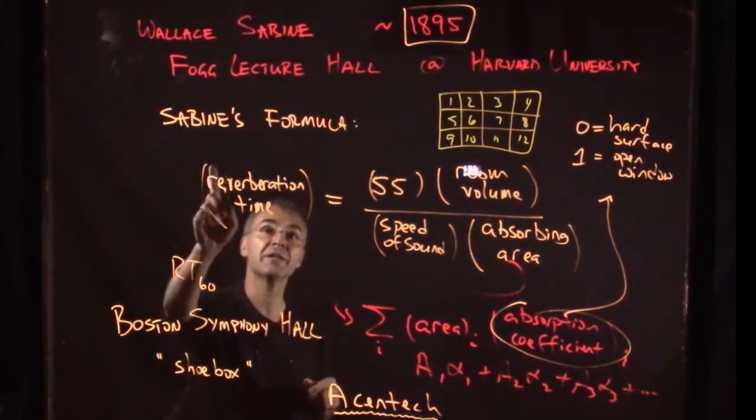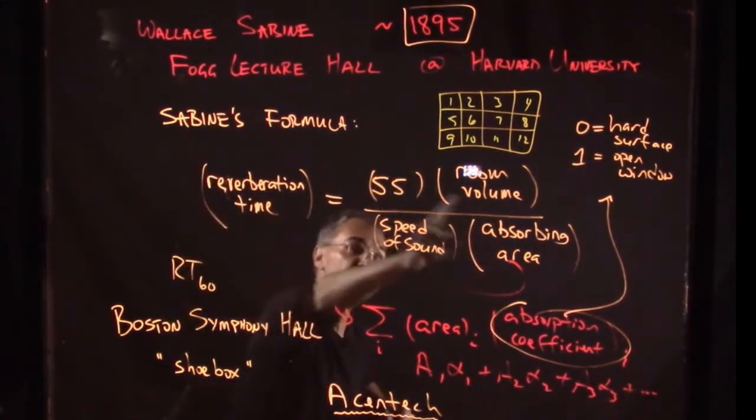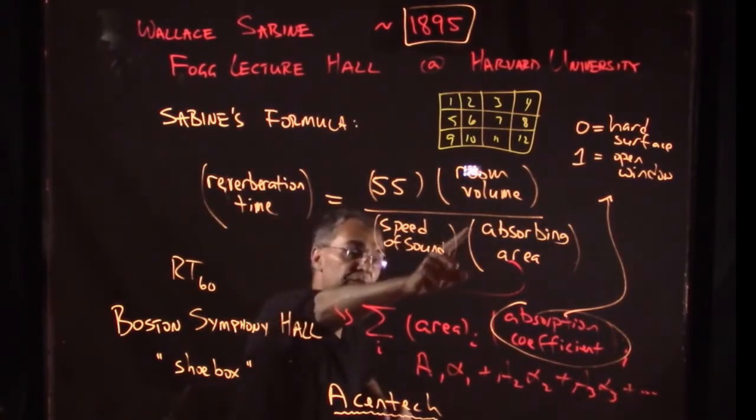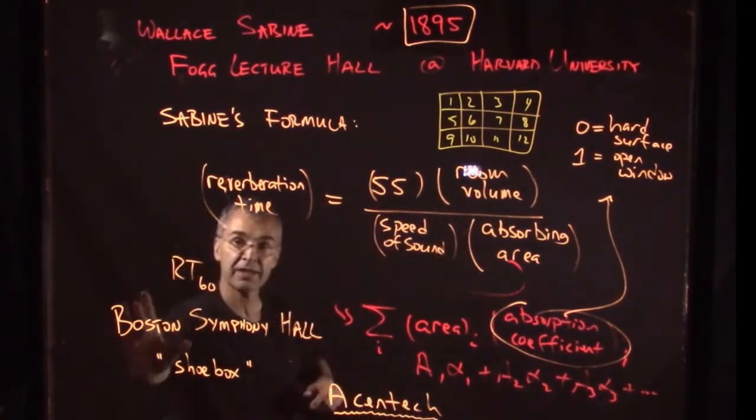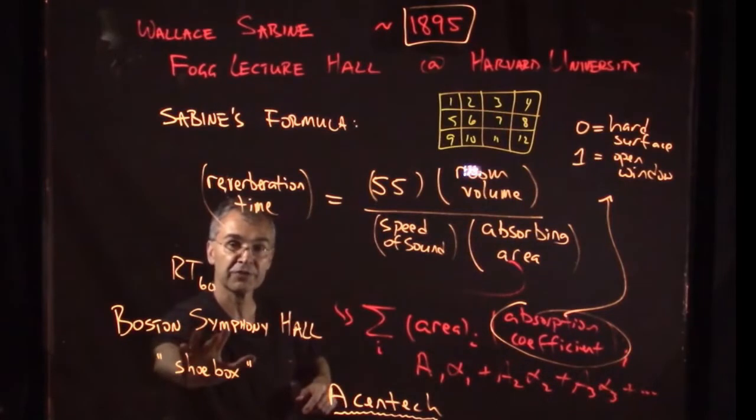So Sabine solved this problem that he was assigned by his department chair. He came up with this formula, which is still useful for quick estimates to this day, although people use computer models for really detailed estimates. And he designed the acoustics for the Boston Symphony Hall.